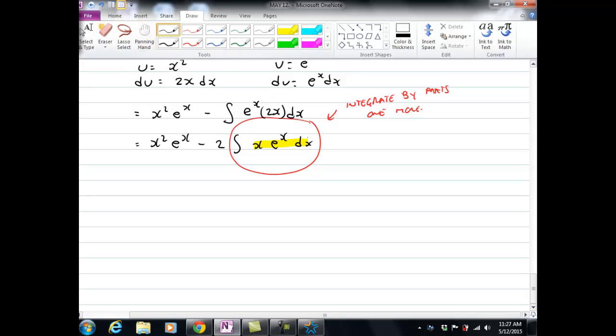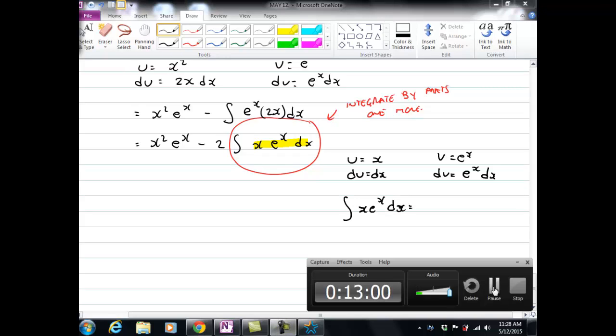So I'm going to say u equals x, dv equals e^x dx, du equals dx, v equals e^x. Guys, on this side, integrate that part for me, please. What's the integral of x e^x dx equal to? I'm going to pause it. So I'm going to just set it up for you.